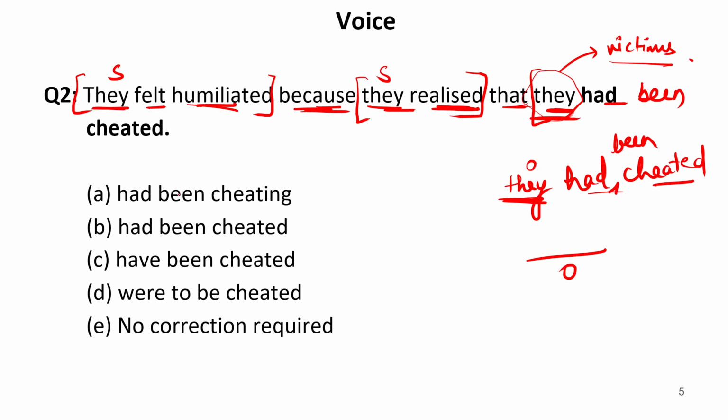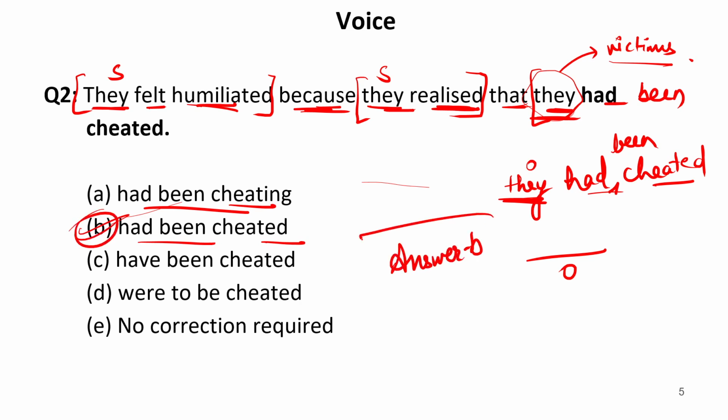Now let us see the options. "Had been cheating." Now if I again write "had been cheating", it means there is an object which is required, that is, to whom they are cheating. "Had been cheated." Of course, this is the correct answer. So our answer is B.